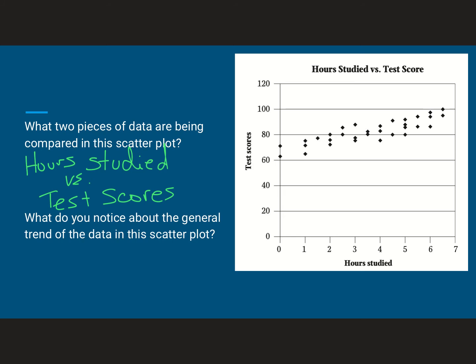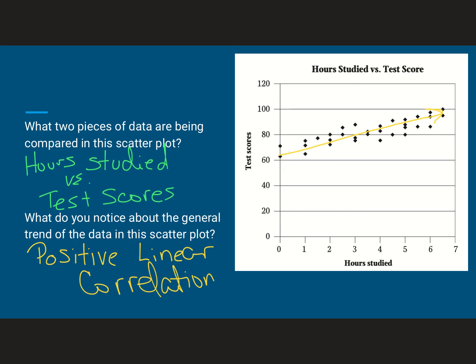The next question asks us, what do you notice about the general trend? When we talk about general trend, we're talking about, do we see a pattern or a correlation of the data in this scatter plot? When I look at this scatter plot, I notice that the data seems to be moving sort of upward. So if I drew a line, it would just sort of go like this, maybe. Okay, so what type of correlation is that? I see a positive linear, because it looks like I can make a line for it. A positive linear correlation. Which makes sense. The more hours you study, the better your test score is going to be, for the most part.